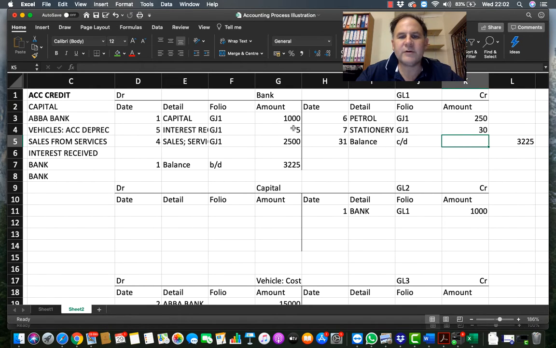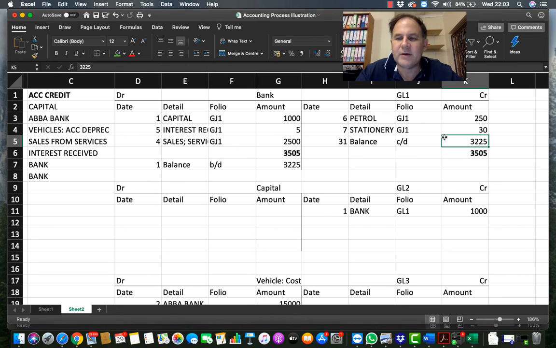So the first thing that we've got to do is add up to see which side is the larger of the two. Forget about the 3,225 here, it's coming in just now. So that's 3,505. The larger side is 3,505. Now, I've got to force balance this thing. So 3,505 less 280 is 3,225. Now you can see this is the balance carried down. That's to force balance it.